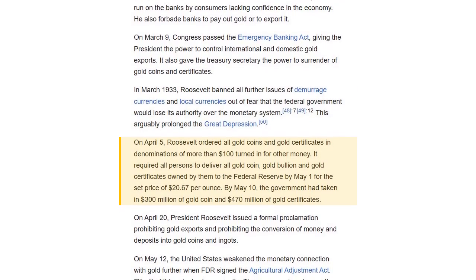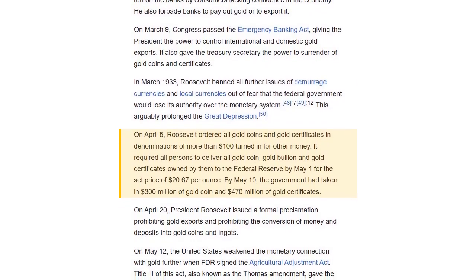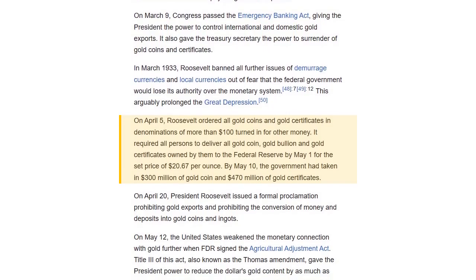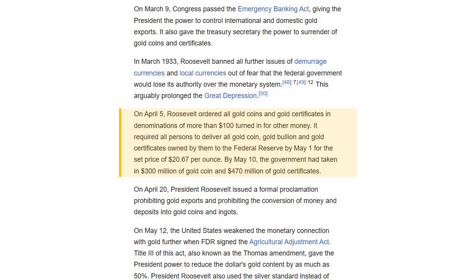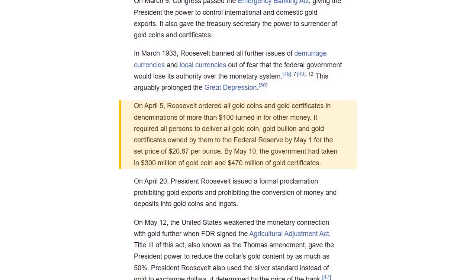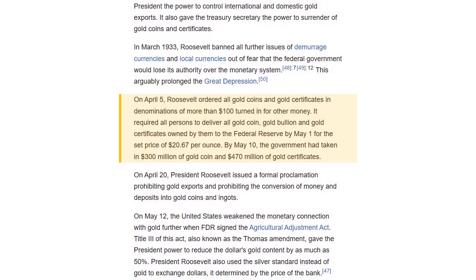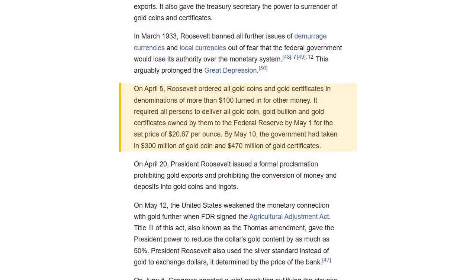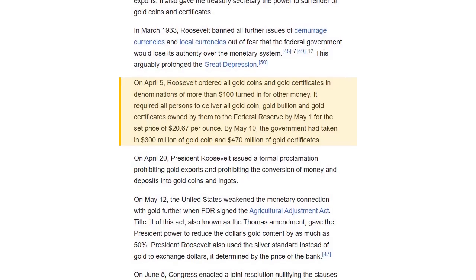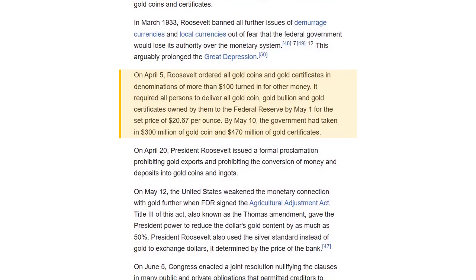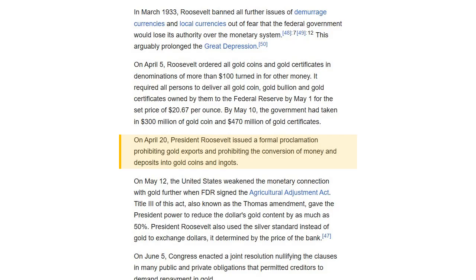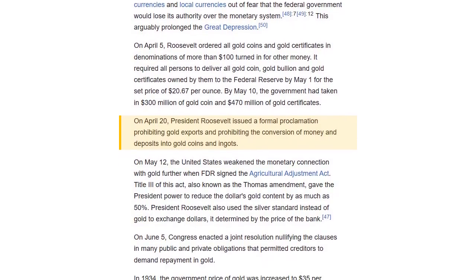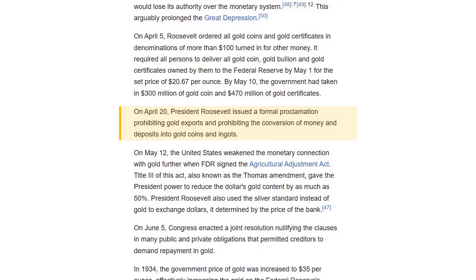On April 5th, Roosevelt ordered all gold coins and gold certificates in denominations of more than $100 turned in for other money. It required all persons to deliver all gold coin, gold bullion, and gold certificates owned by them to the Federal Reserve by May 1st for the set price of $20.67 per ounce. By May 10th, the government had taken in $300 million of gold coin and $470 million of gold certificates. On April 20th, President Roosevelt issued a formal proclamation prohibiting gold exports and prohibiting the conversion of money and deposits into gold coins and ingots.